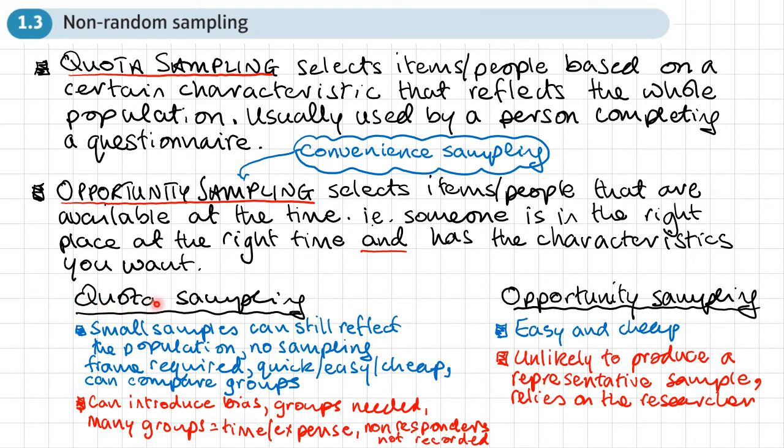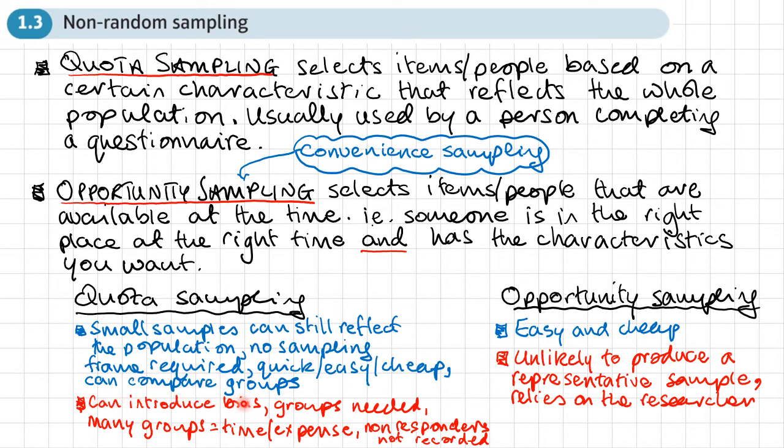Okay, so let's have a look at quota sampling. So advantages in blue, disadvantages in red. So quota sampling, even if you've got a small sample, it can still reflect the population. Another advantage is that you don't need a sampling frame, and that it's quick, easy and cheap. And also you can use it to compare different groups quite easily.